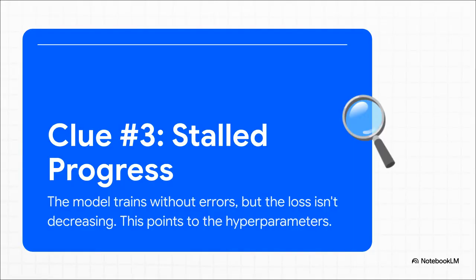Okay, deep breath. The model is training, no errors, no nans, we're good. But wait a minute. The loss isn't going down. It's just kind of bouncing around. This is our third and final clue, stalled progress.